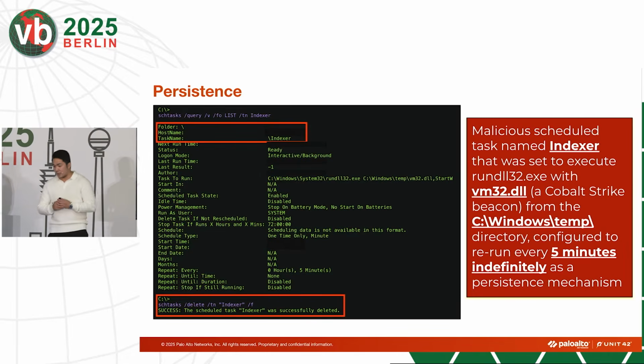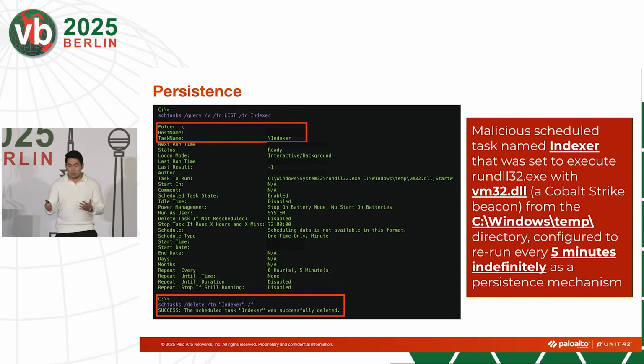Looking into the persistence, that VM32.dll that you found, we also noticed that it was run via a scheduled task, which is a very typical concept when you perform persistence. And this is the loop where we deleted it into one of the servers of the threat actor.